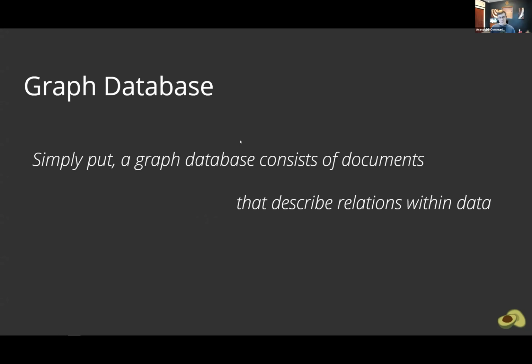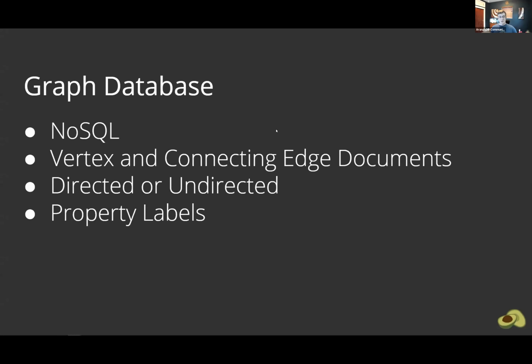All right, so first things first is, what is a graph database? Simply put, a graph database consists of documents that describe relations within data. That's a very, very simple definition of it, but that is sort of the gist of it. Graph databases are typically NoSQL databases. They consist of vertex and connecting edge documents, and depending on the database or how they're structured, they can be directed or undirected.